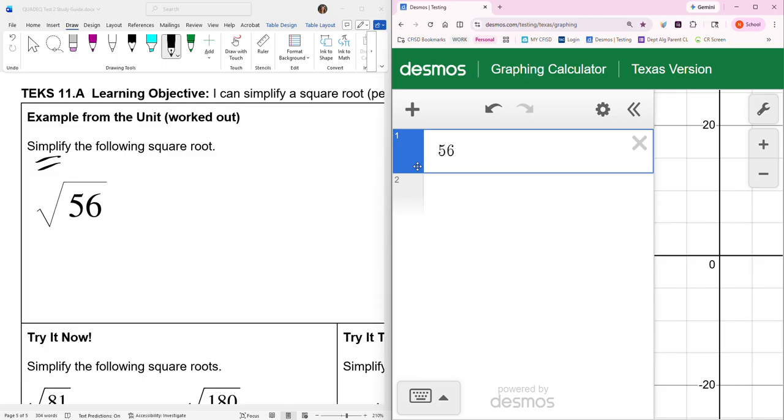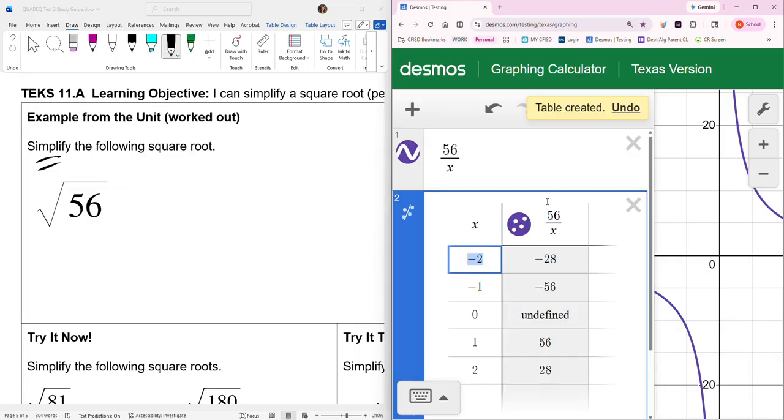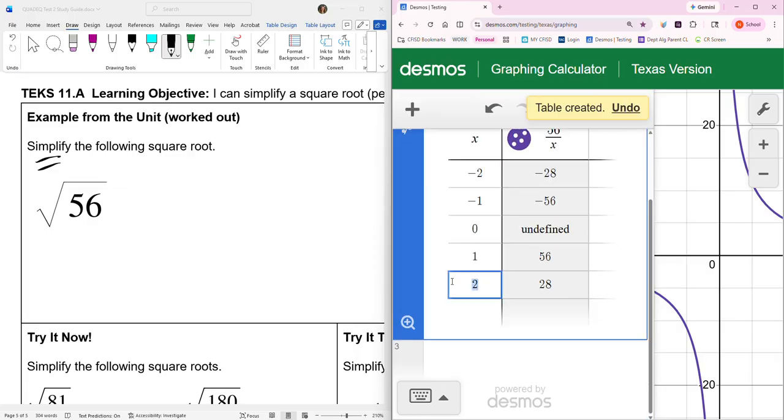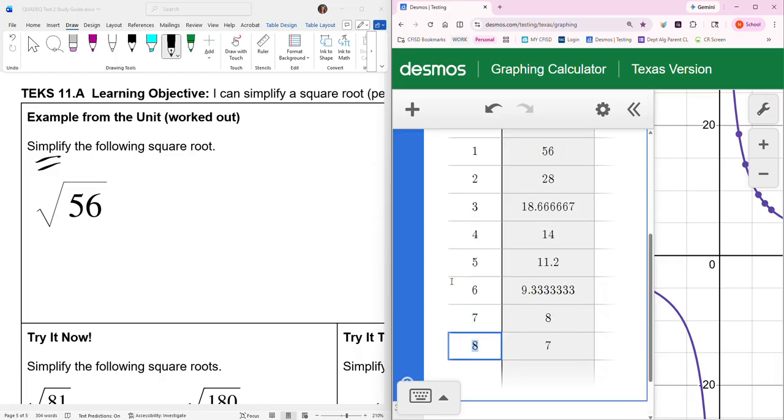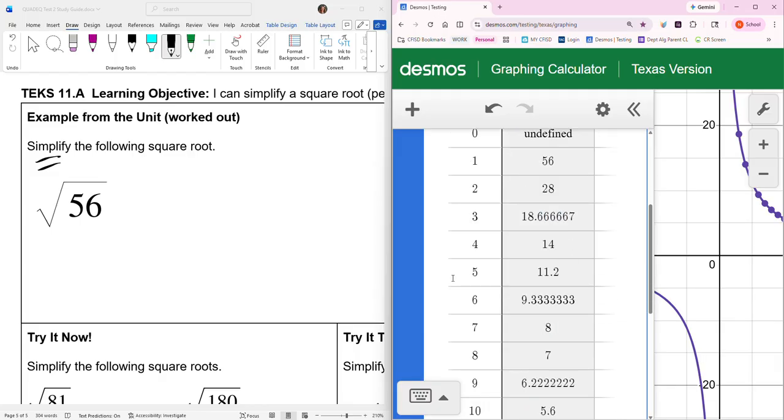So I'm going to do 56 in Desmos, divided by x. Then I'm going to create this into a table, and this is going to give me all of the factors. So I'm going to go ahead and highlight 2 and then just hit enter. I'm not worried about any of the values that are a decimal. So I'm specifically looking at my counting numbers. So 56, 28, 14, 8, 7, all of those numbers. Okay, so those are the factors.